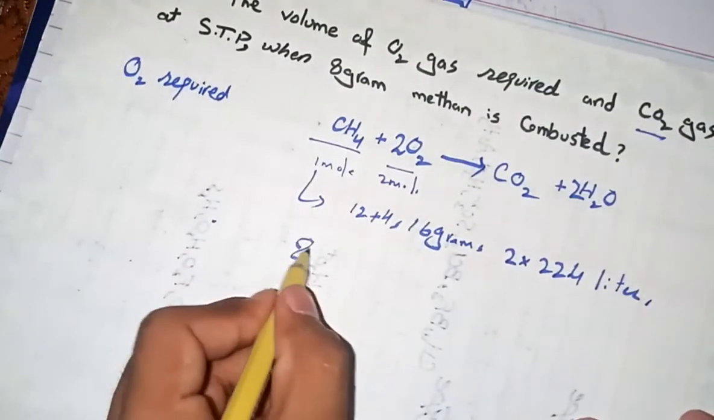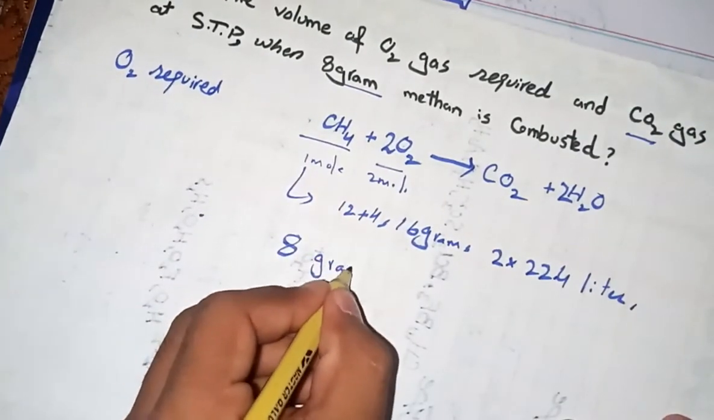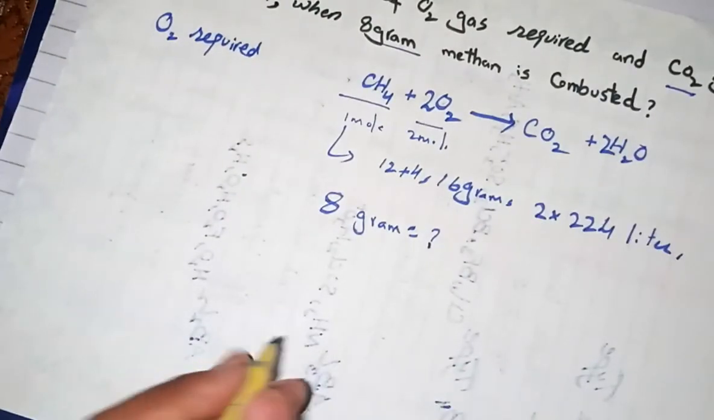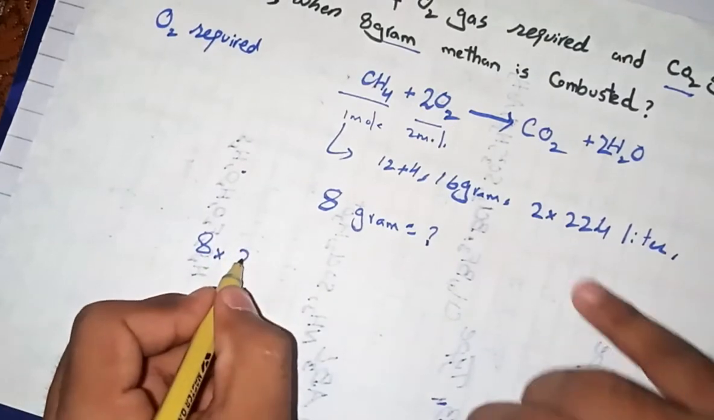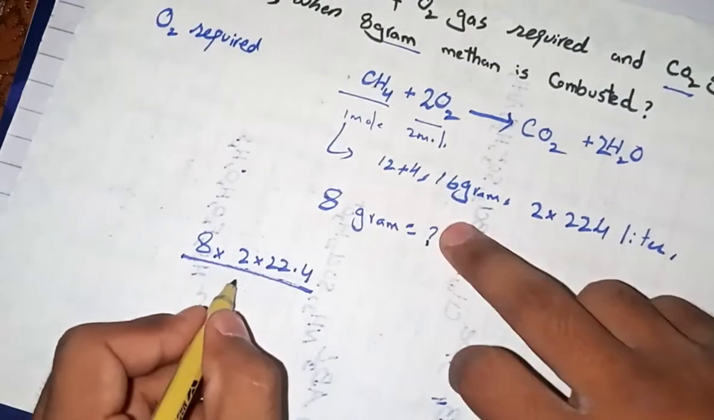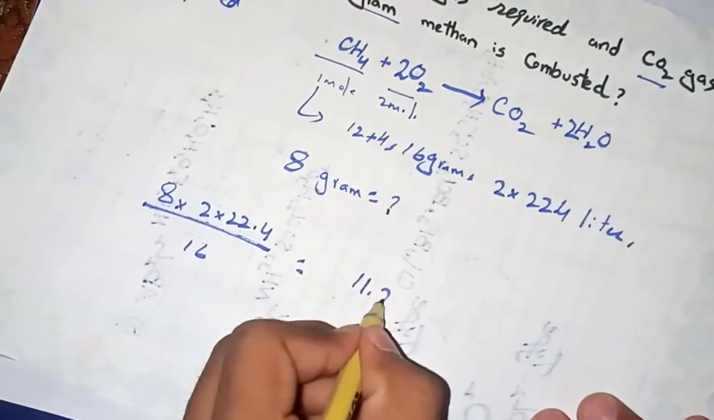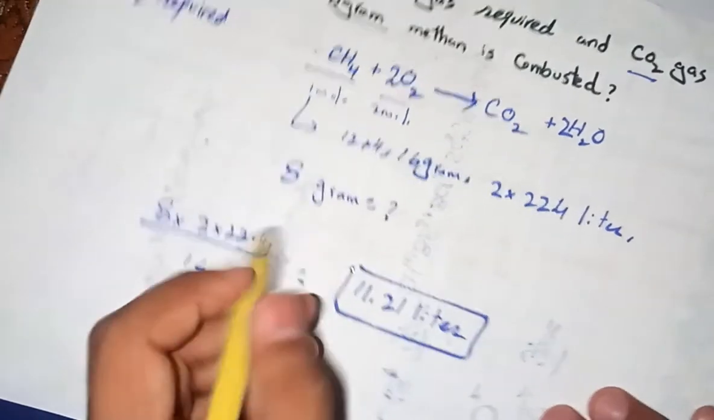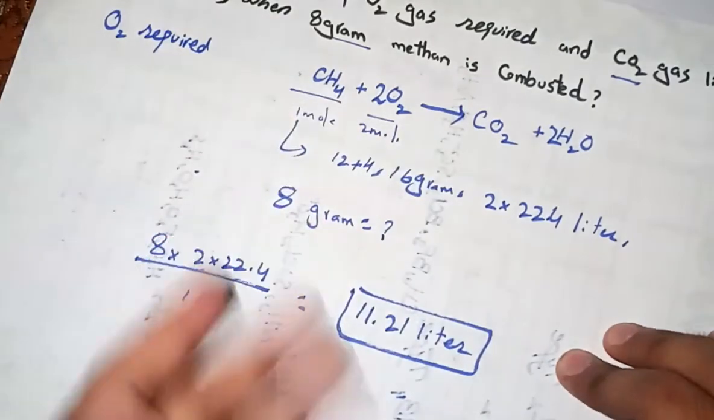But we want to calculate for 8 gram. At 8 gram, what is the volume? Now we calculate simply: 8 multiplied by 2 multiplied by 22.4 liter over 16 is equal to 11.21 liter. In this simple method we find the volume of gas which we require.